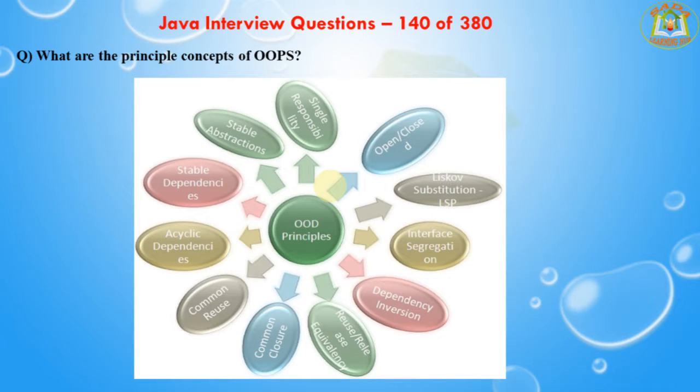The next question is, what are the principal concepts of OOPS? There are four principal concepts upon which object oriented design and programming rest. They are abstraction, polymorphism, inheritance, and encapsulation.